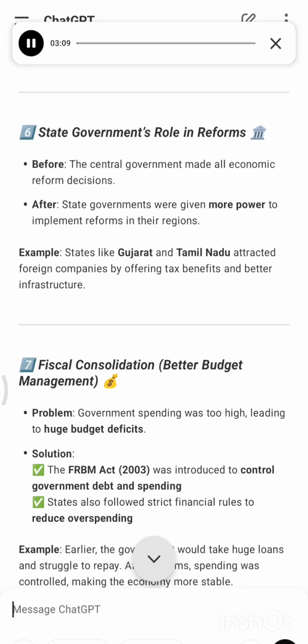6. State government's role in reforms. Before, the central government made all economic reform decisions. After, state governments were given more power to implement reforms in their regions. Example: states like Gujarat and Tamil Nadu attracted foreign companies by offering tax benefits and better infrastructure.